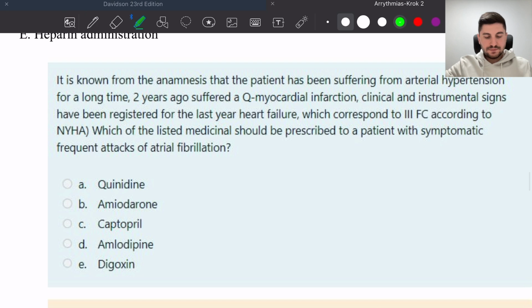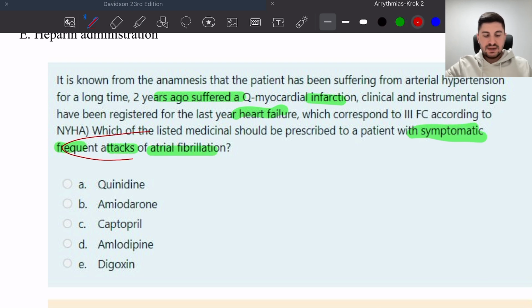Here is another question. This patient 2 years ago suffered a myocardial infarction. He also has heart failure. And they are telling you that the patient is having symptomatic frequent attacks of atrial fibrillation. So frequent, paroxysmal attacks of atrial fibrillation, what should we give him? Pay attention here, this is a heart failure patient and an atrial fibrillation patient. But in case you find amiodarone in the options, you choose it. Okay, they prefer this option.